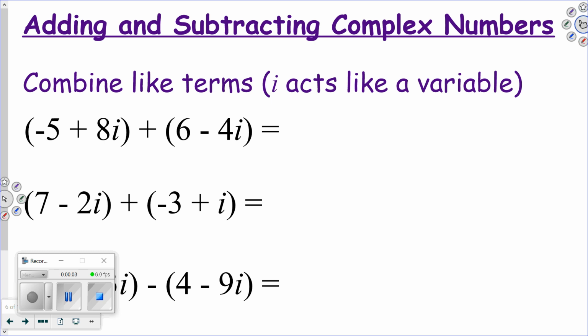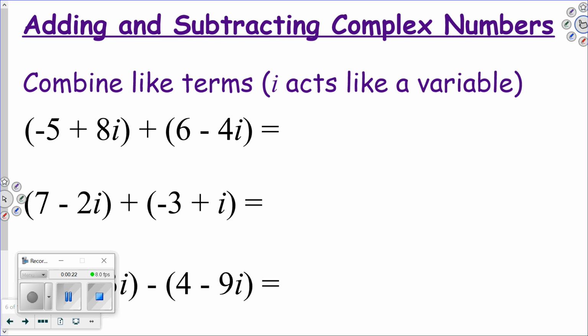All right, guys. So we are going to pick up where we left off yesterday. Today shouldn't be terrible, to be honest with you. Adding and subtracting complex numbers. Complex just means it has an i in it. That's all it means. If you hear complex, it's got an i. i is going to act just like a variable would. Just treat it like you would treat an x.